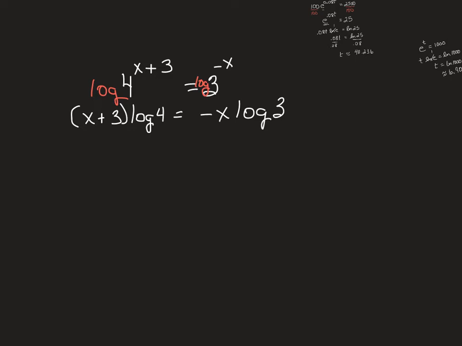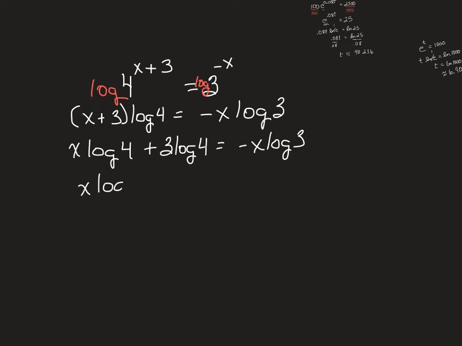Now I'm going to distribute the log of 4, so we'll have x times the log of 4 plus 3 times the log of 4 equals a negative x log of 3. Now let's group the terms that have x together on one side. So I'll add x log of 3 to the left side and subtract 3 log of 4 from both sides.